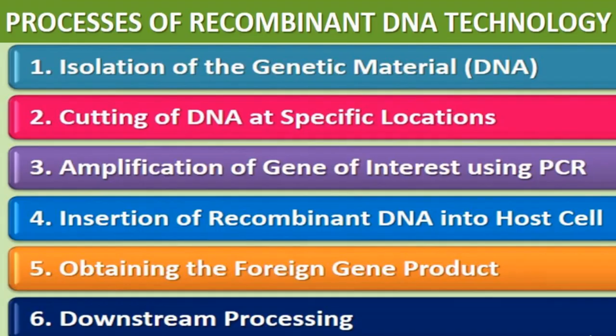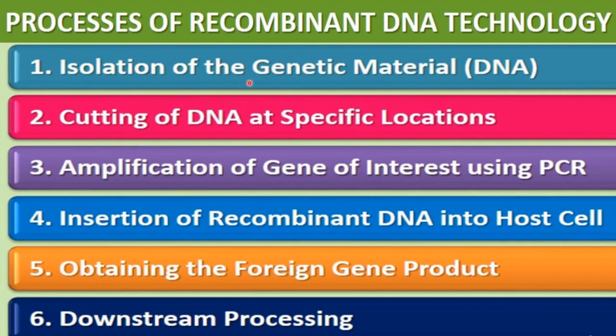Next topic is processes of recombinant DNA technology. First we have done tools of recombinant DNA technology. Now we will do about the processes of recombinant DNA technology. So first of all, we need to isolate the genetic material. Okay, so DNA isolation is the first process that comes under this technology.